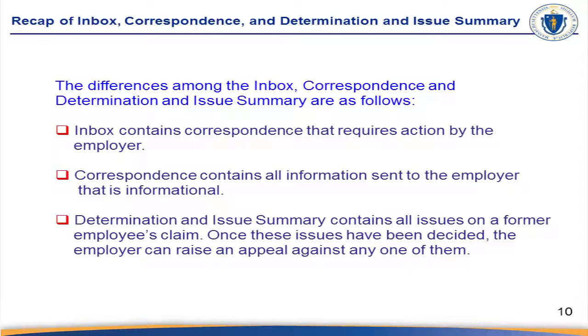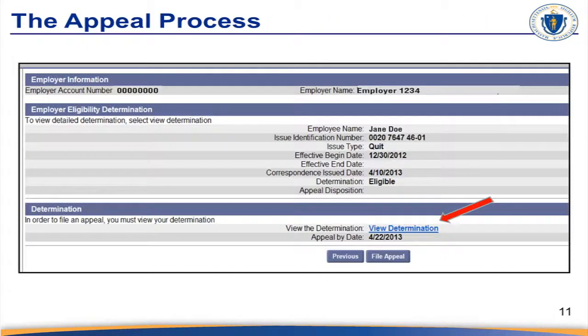Determination and Issue Summary contains all issues on a former employee's unemployment claim, for example, an issue over employee separation. Now you will have the option to file an appeal on any decision in UI Online. The appeal process starts when an issue on a former employee's unemployment claim has been decided and you are notified of the decision. If you feel that the decision is incorrect, you can appeal online within 10 days after notification.